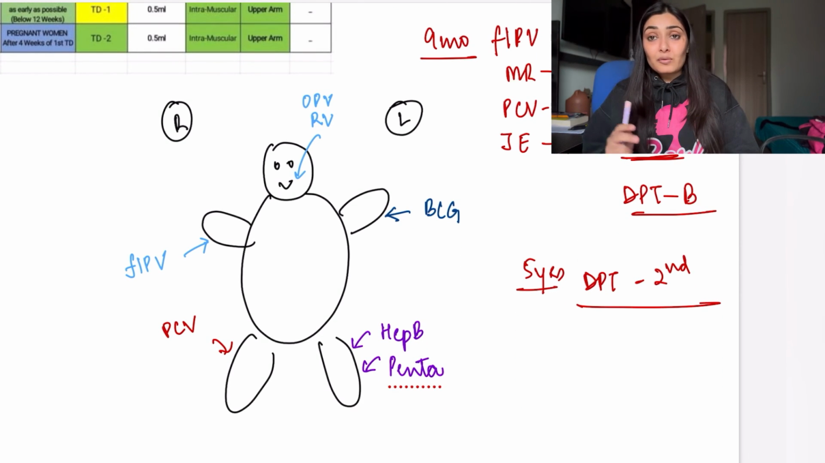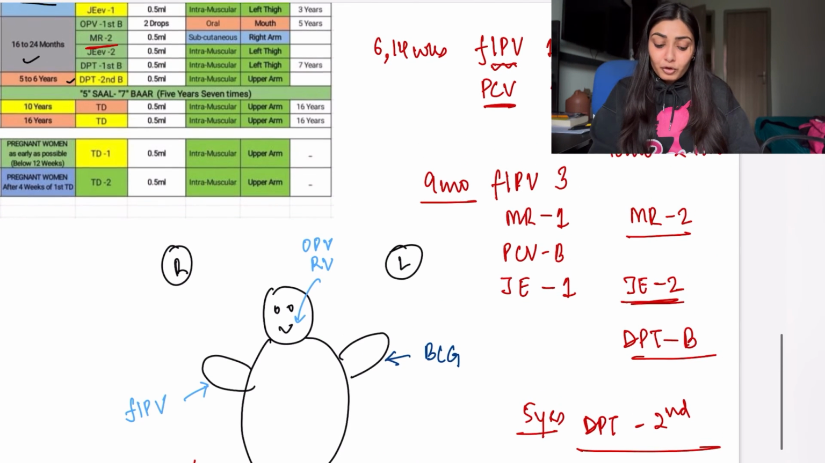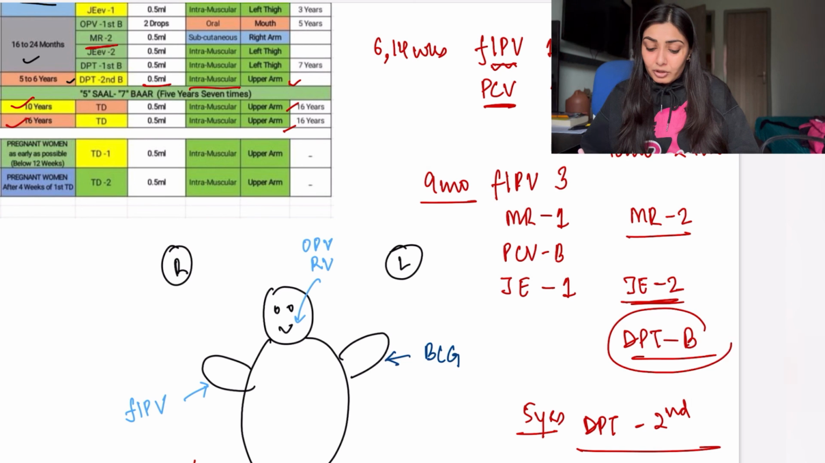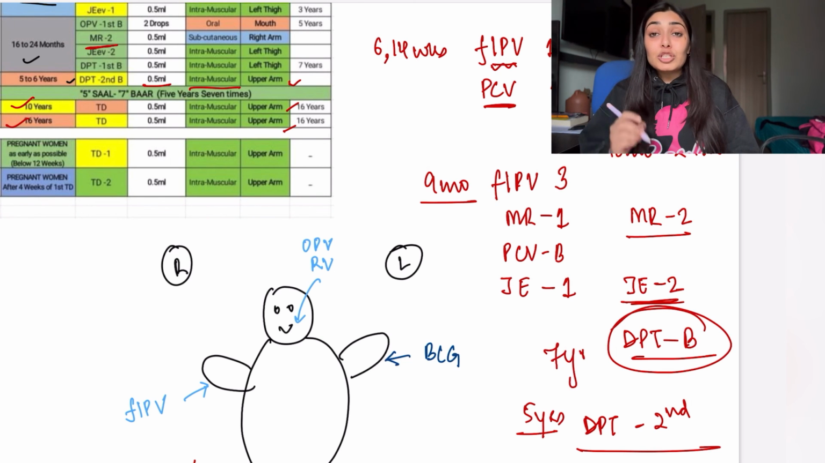After that, it's very easy. You call the child at 10 years of age for TD and 16 years of age again for TD. The catch point here is, as soon as the child turns 5 years, the intramuscular injection of DPT is not going to be in the thigh, it's going to be in the upper arm. 0.5 ml intramuscular in the upper arm. No side is specified here. And for the DPT booster, the maximum age is 7 years. And for the TDs, the maximum age is 16 years.